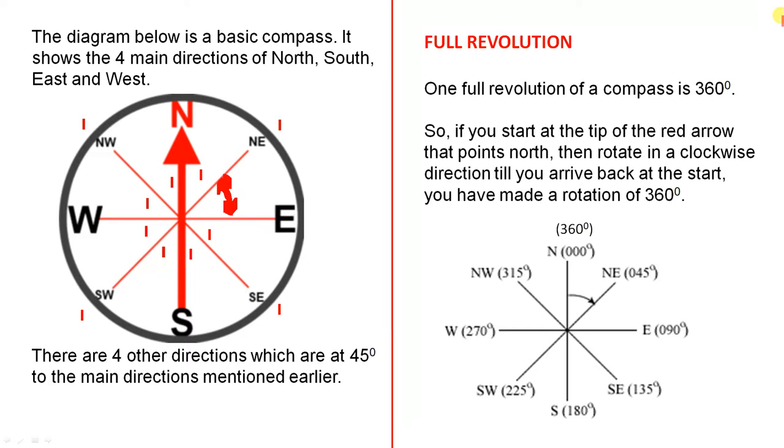So, if you start at the tip of the red arrow that points north, that's here, then rotate in a clockwise direction till you arrive back at the start, you have made a rotation of 360 degrees. So if you start from there and go all the way around, you get back to the start and you've done 360 degrees. That's called a full revolution or a full rotation.